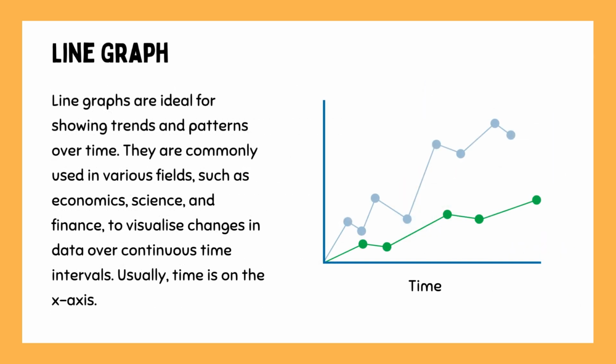The first graph we're going to look at is a line graph. Line graphs are ideal for showing trends and patterns over time. They are commonly used in various fields such as economics, science, and finance to visualize changes in data over continuous time intervals. Usually, time is on the x-axis.